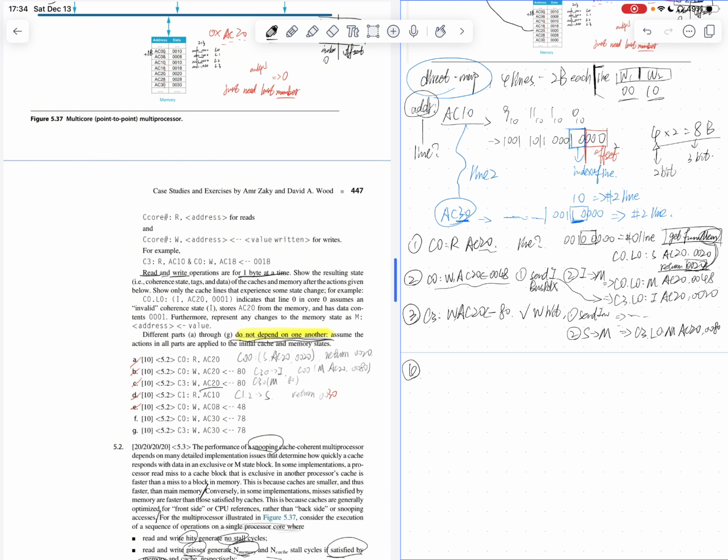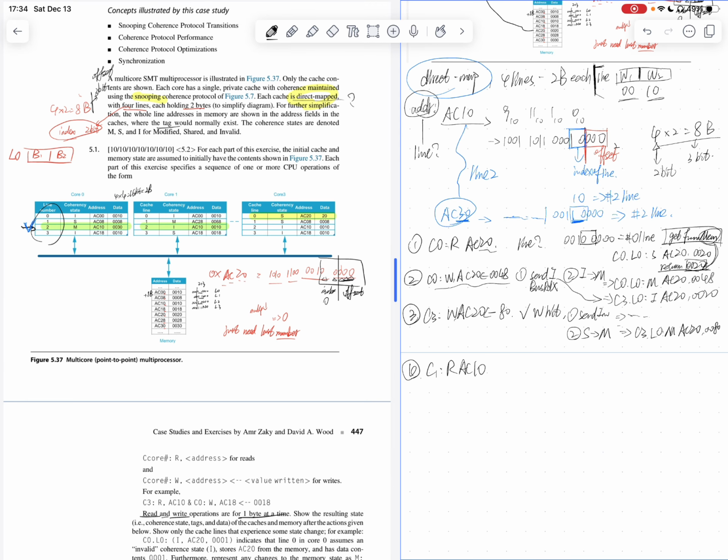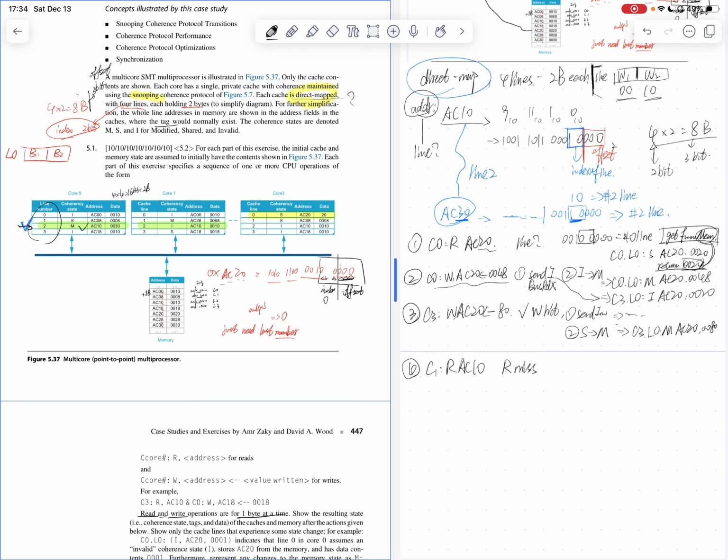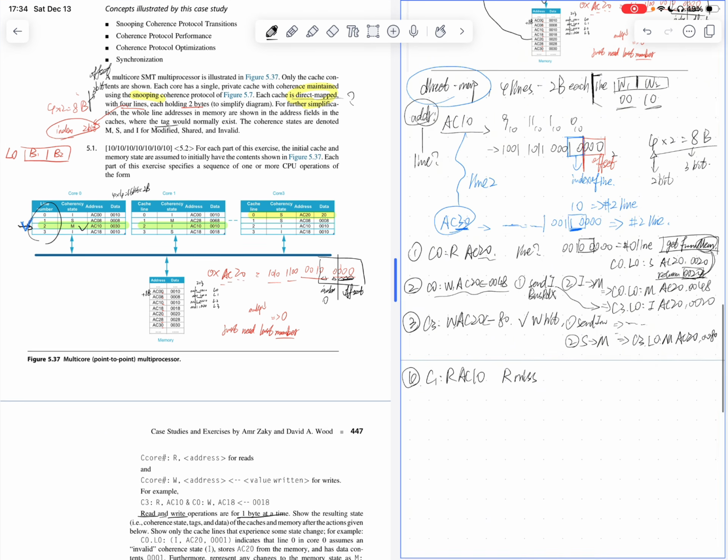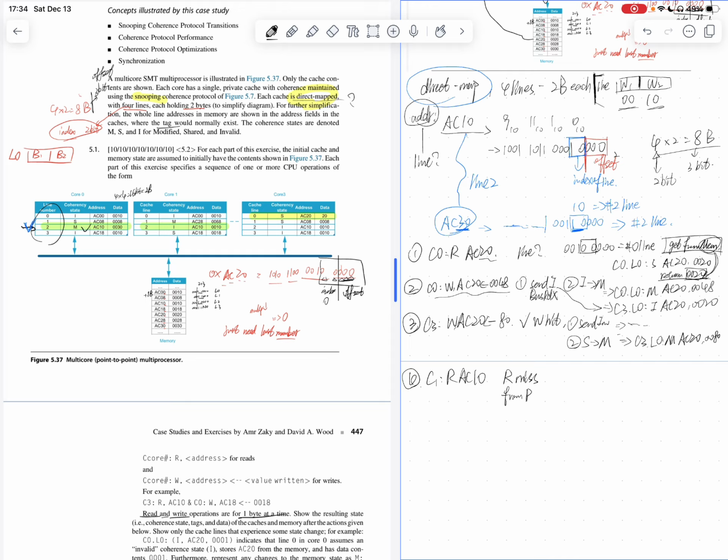And for 4, you want C1 to read AC10. C1, do we have AC10? We don't have it, so it's a read miss. And did any others have AC10? Yes, we have it in C0 line 2. So firstly, what we need is C0 line 2 needs to write back, right? Remember, I'm modifying it, so I need to update it to the memory in order to answer somebody.